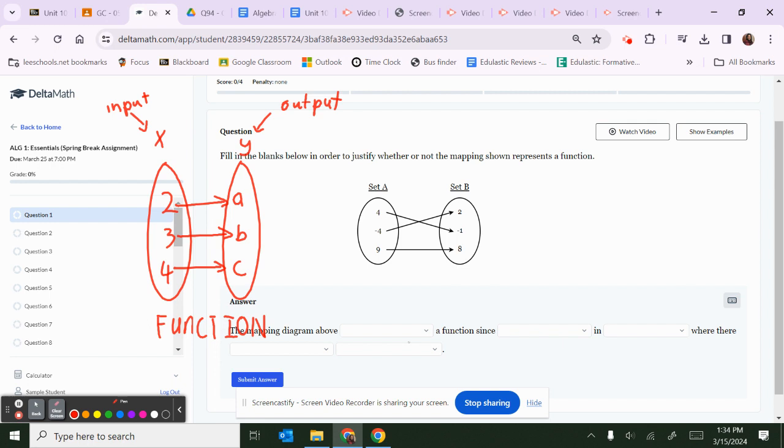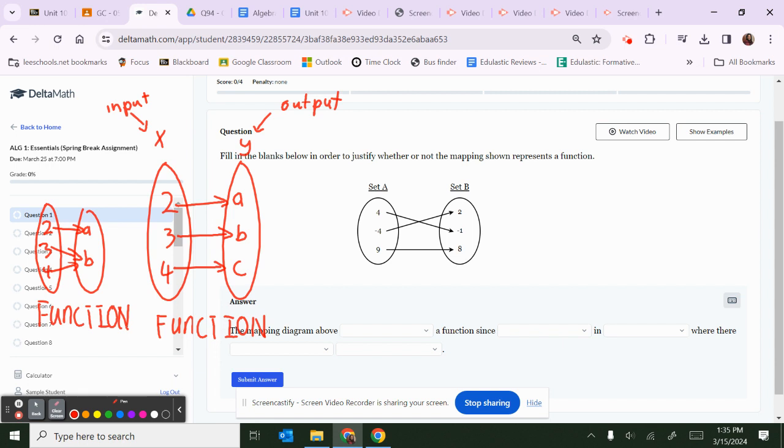You could, however, have something that looks like this, which would also be a function. Say this is going to a, b, where you have this going to here, this going to here, and this going to here. This is also a function, because for something to be a function, it can only be one to one or one to many. You cannot have more than one arrow coming from one of your x values.